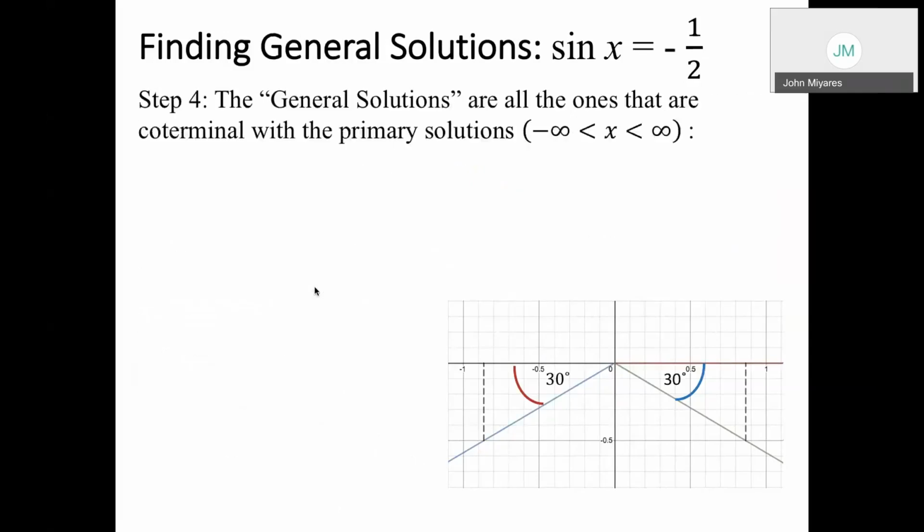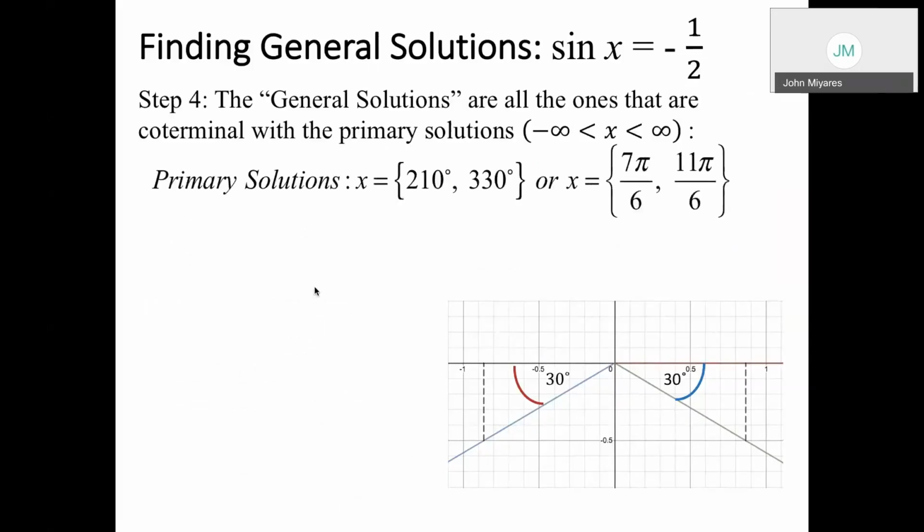From here, the general solutions will represent all of the ones coterminal with the primary solutions. Here are our primary solutions again. These are the ones that fall within one revolution of the unit circle, either 210 degrees or 330 degrees. In radians, 7 pi over 6 and 11 pi over 6.